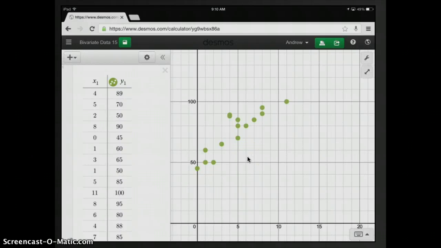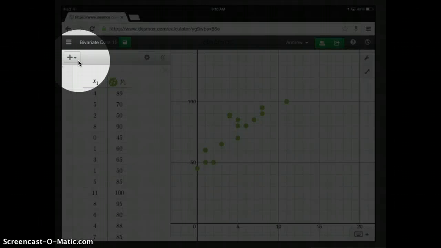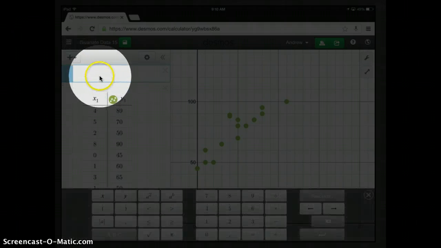So now that I have my data points graphed here, I want to work on a line of fit. So I'm going to head over here to the plus sign, and I'm going to look for expression right there, and I'm going to type in an expression. Now this looks pretty linear, so I'm going to type in y equals mx plus b. So you do that as well, and then watch what pops up right underneath your y equals mx plus b.